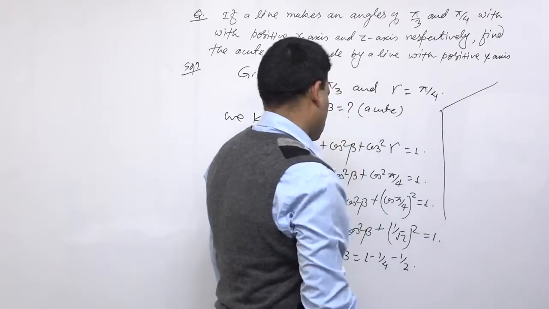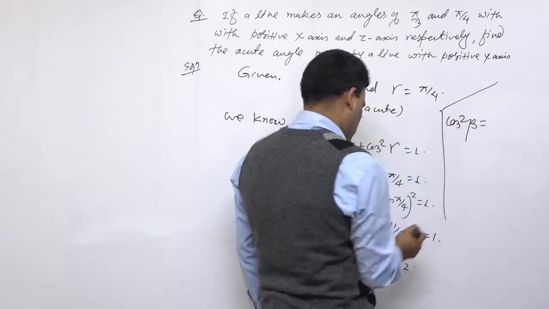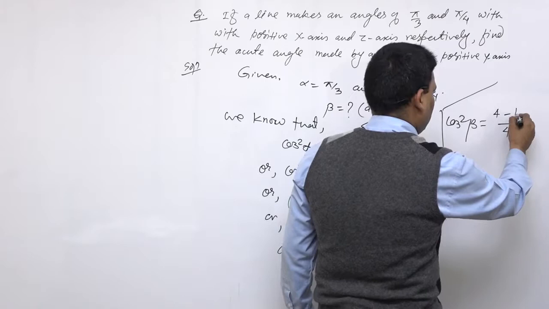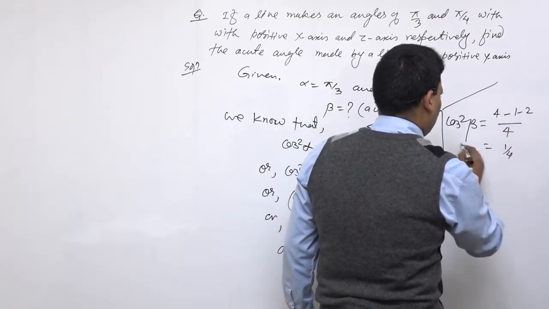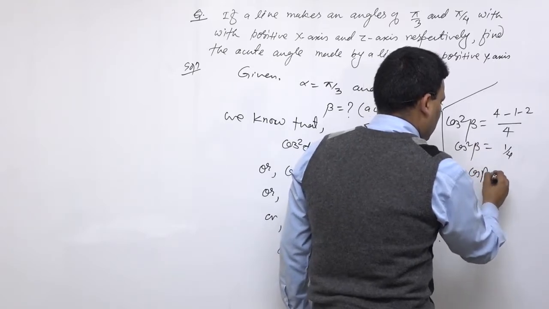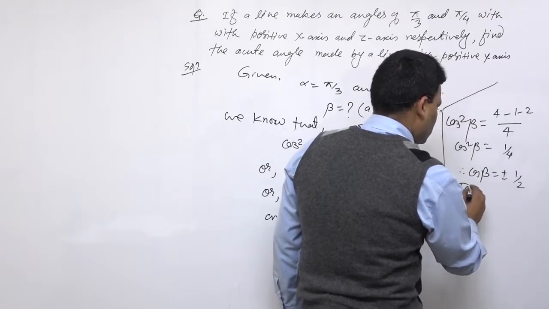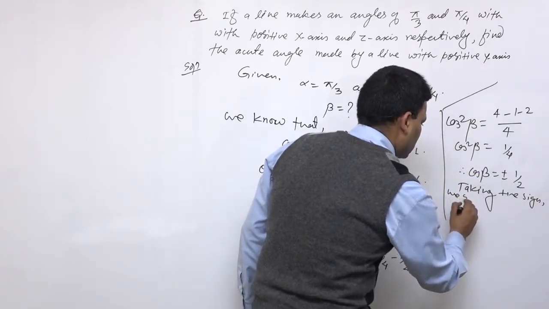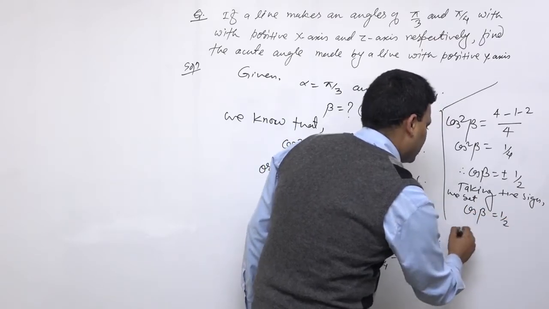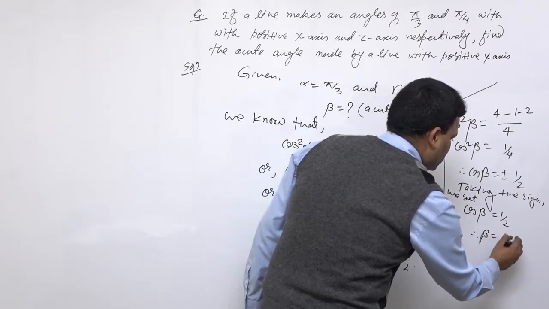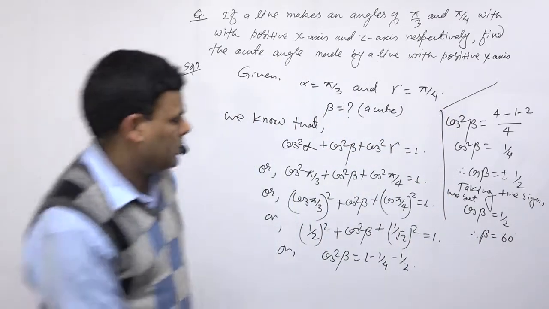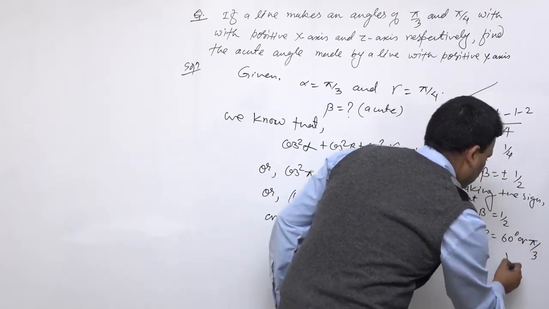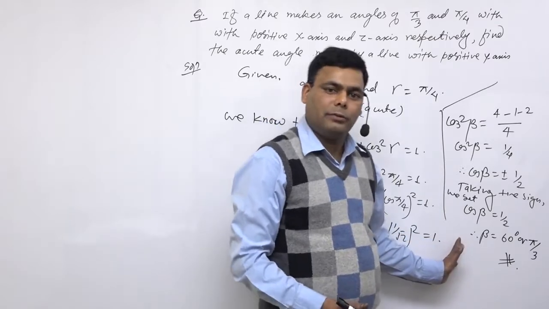On simplification yields cos square beta equals to, for LCM, 4 minus 1 minus 2 over 4 equals to 1 by 4. Cos square beta equals to 1 by 4. Therefore, cos beta equals to plus minus 1 by 2. Taking positive sign, we get cos beta equals to 1 by 2. Therefore, beta equals to 60 degree or pi by 3, which is the required value of the angle made by a line with positive y-axis.